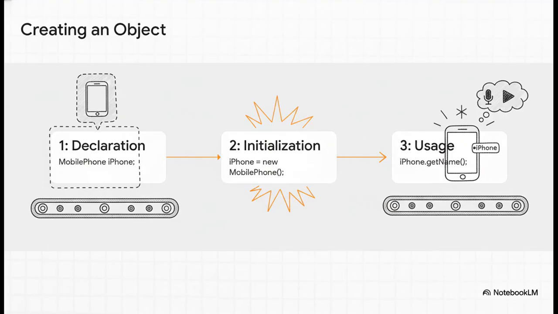Step 1, we declare a variable. Think of this like yelling down to the factory, hey, clear a space on the assembly line. We're going to put something called iPhone here. But notice, nothing's been built yet. It's just an empty spot.